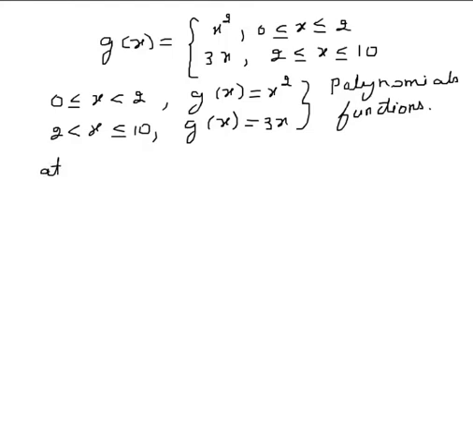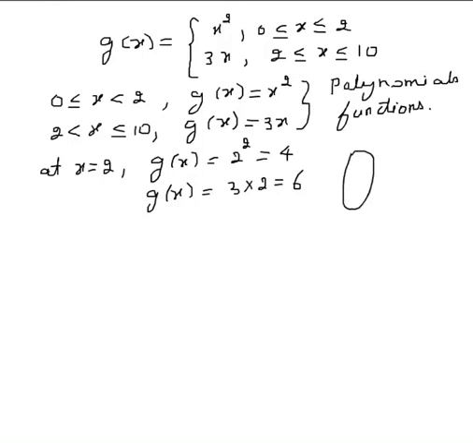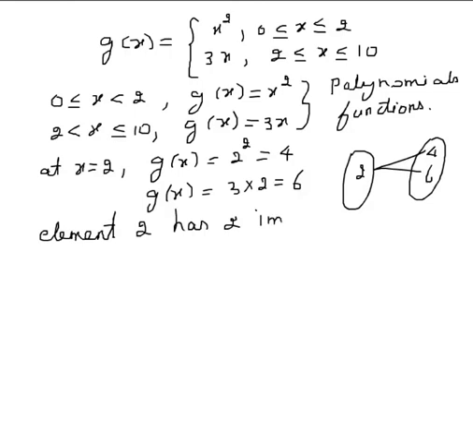Now let us check at x is equal to 2. At x is equal to 2, we have two different definitions. So let us use the first definition. G of x is x square. So 2 square. 2 square is 4. And I am using the second definition of g of x, that is 3x. 3 into 2, which gives you 6. So the element 2 has two images. Therefore, it is not a function. Element 2 has two images, 4 and 6. Therefore, g of x is not a function.